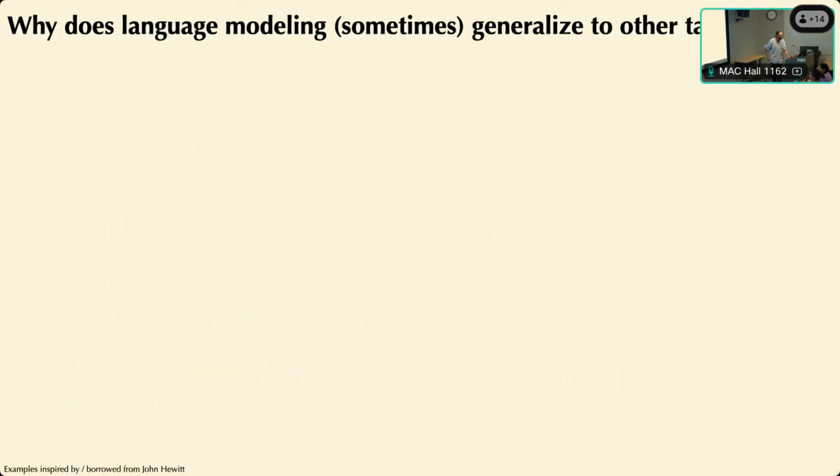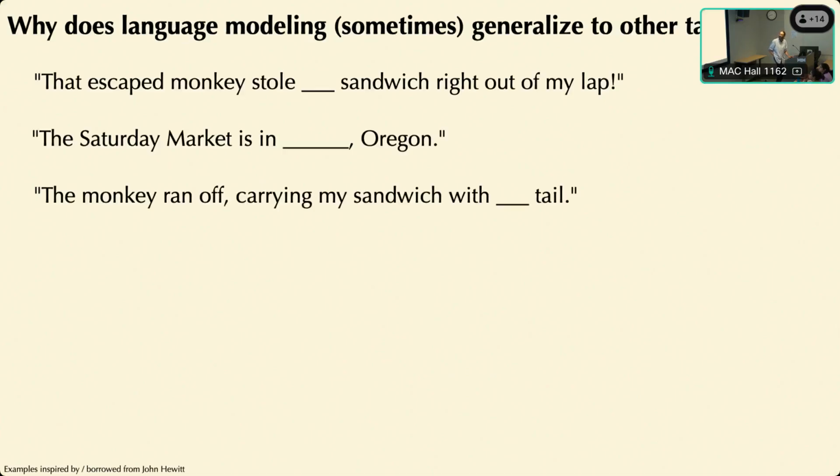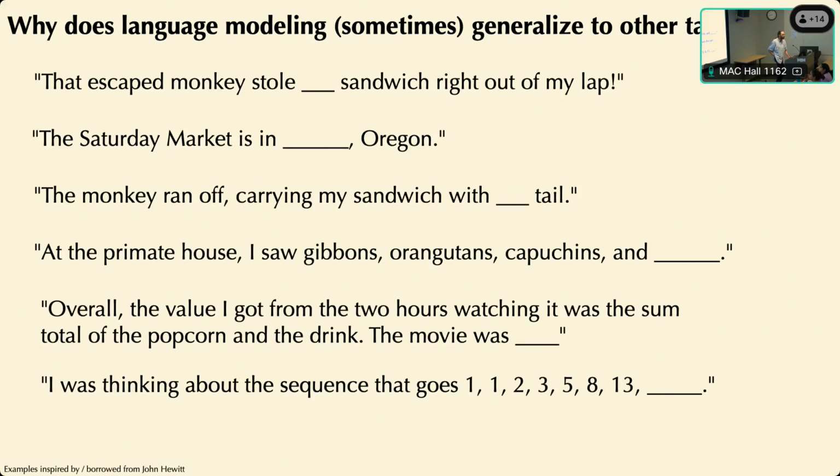So why would this be the case, right? Why would it be the case that if you have a big enough language model, it would be useful for anything? If you think about how to answer these questions, I'm giving some sentences here where I've taken out a word, right? And being able to fill in what should go there, some of these require a fair bit of knowledge, right? Being able to say the Saturday market is in blank, Oregon. If you can answer that, you must have seen somewhere those words go together, right?